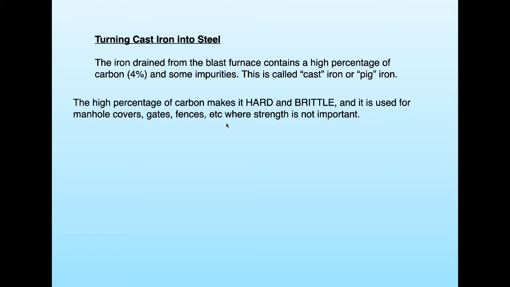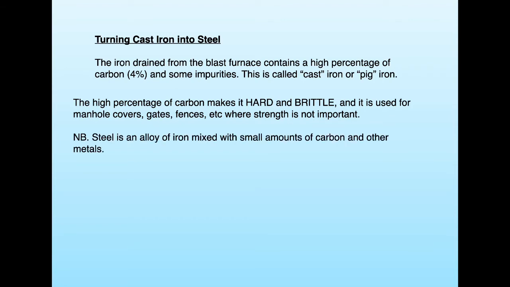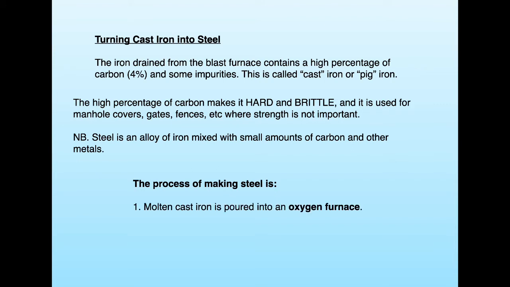And the hardness is actually quite useful. It can be bent and knocked into shape, so you can make big iron gates with cast iron. Steel, remember, is an alloy of iron mixed with carbon, small amounts of it, and other metals. So we need to make good steel from the pig iron. How do we do this?